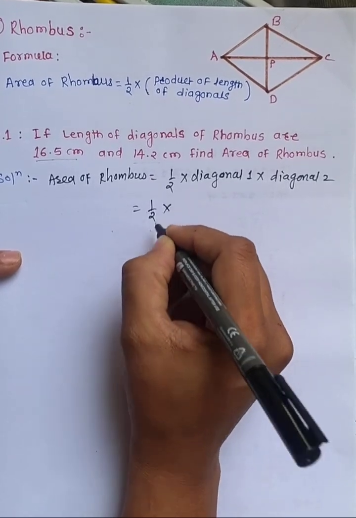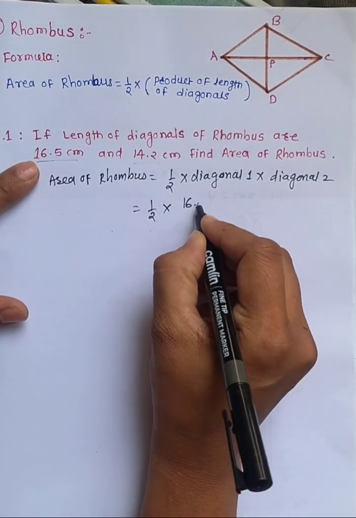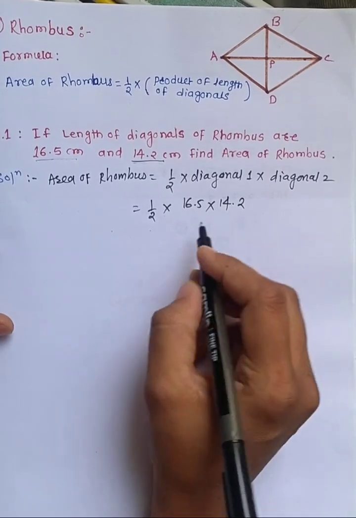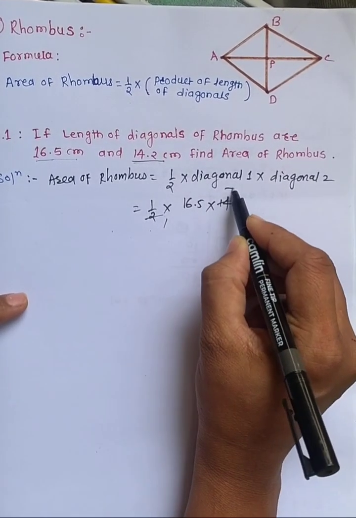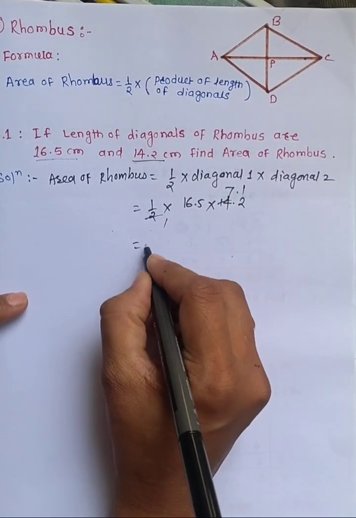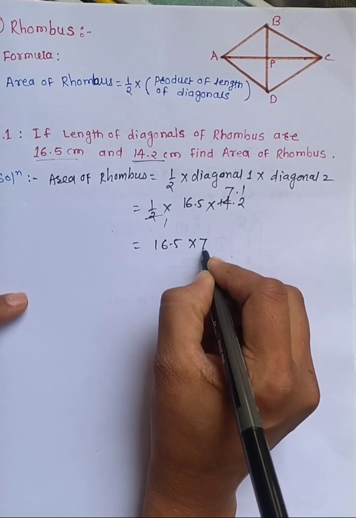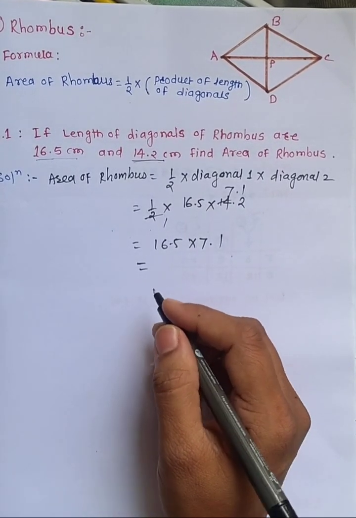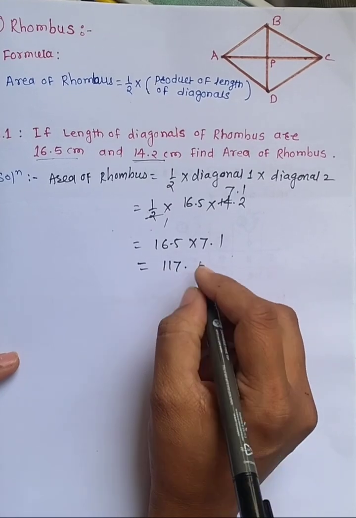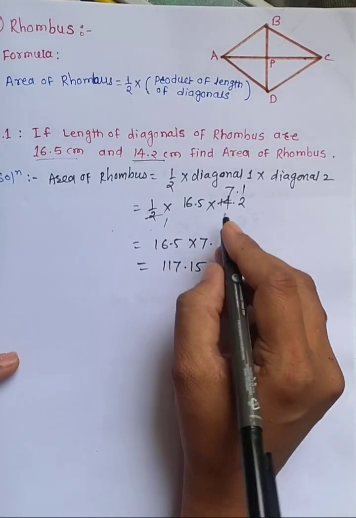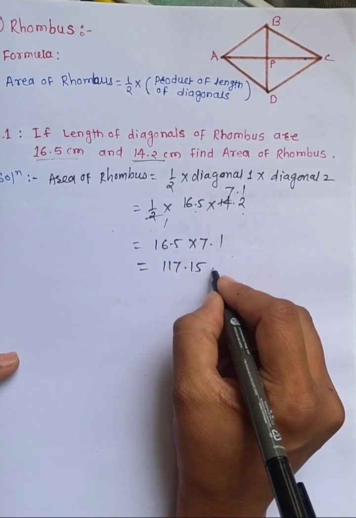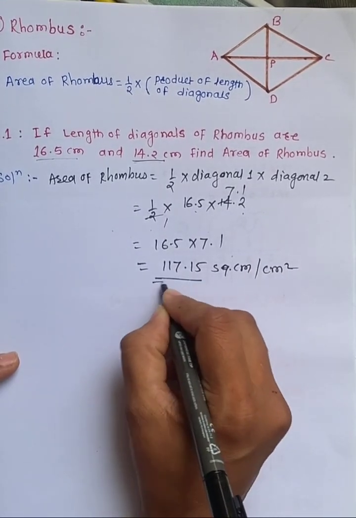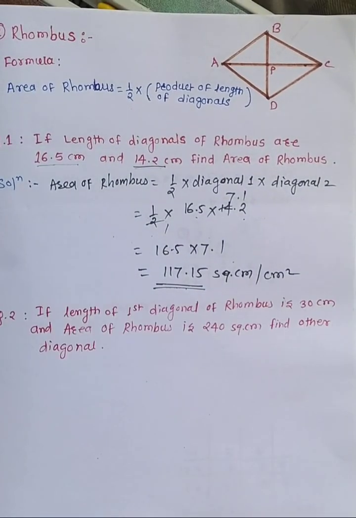Now put the values. Half into first diagonal is 16.5 and second diagonal is 14.2. Okay, 2 1s are 2, 2 7s are 14, 2 1s are 2. Okay, 16.5 into 7.1 and make their product, and that product is 117.15, and both the units are centimeter into centimeter, that is a square centimeter or centimeter square. Cross check this product.